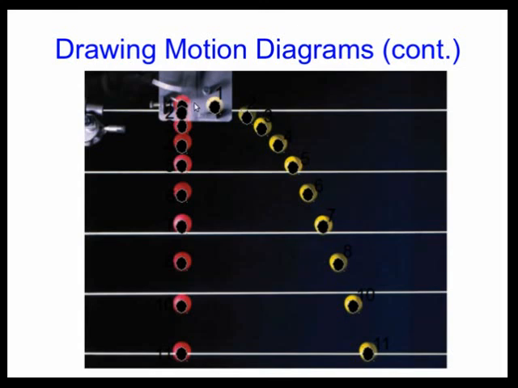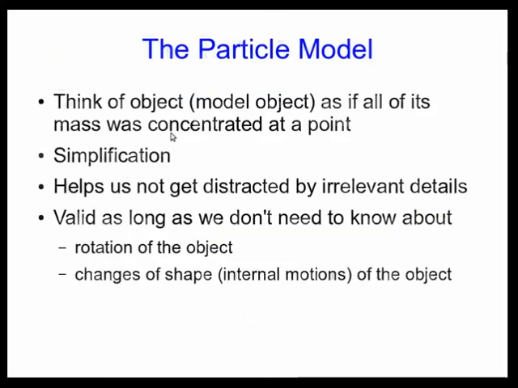Here's another one. Here are two balls, one being dropped and one being shot out to the side. And so there's the motion diagram of them. Now, the other reason we're drawing them as dots is that we're adopting something we call the particle model. It's a model where we think of the object as if all of its mass was concentrated at a point at the center of the object. So this is a simplifying model. It helps us focus on what's important to us.